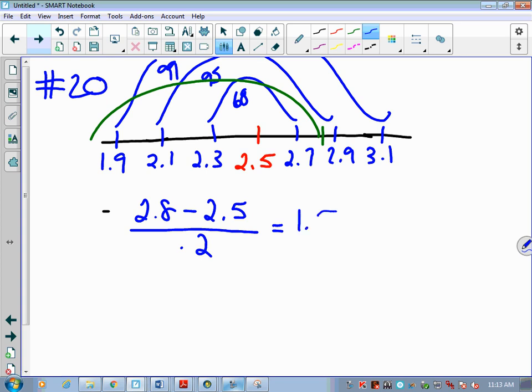1.5. So what we would do from here is go to our z-score table, and it would come out to like 0.9332. And for us, that's going to be 93.32%.